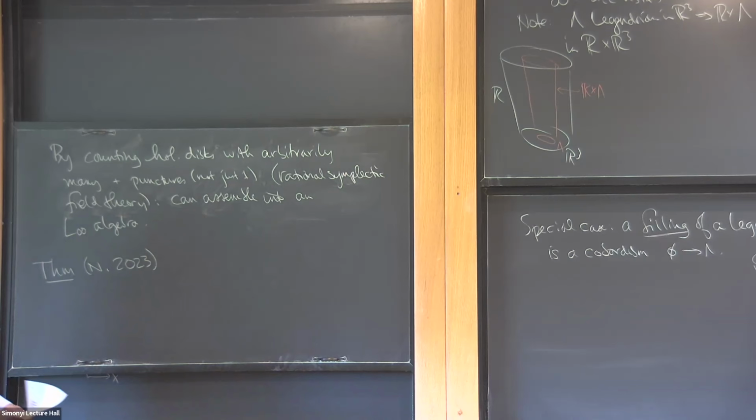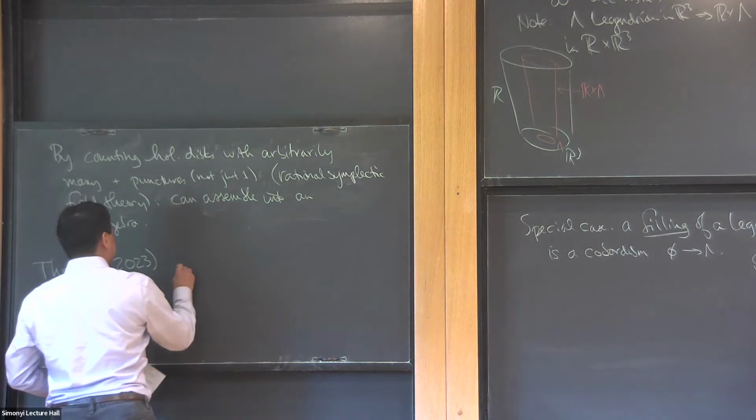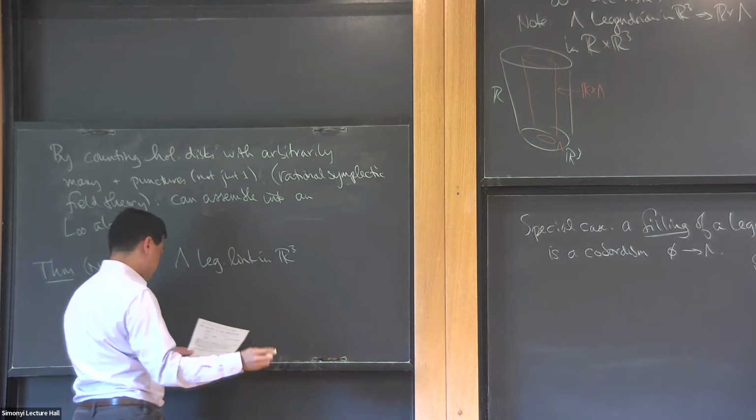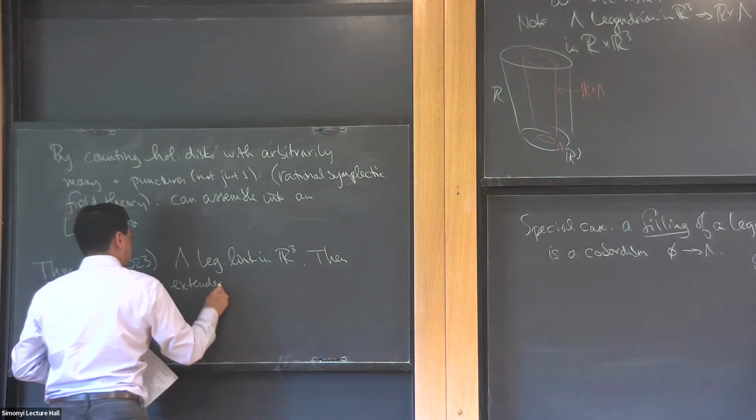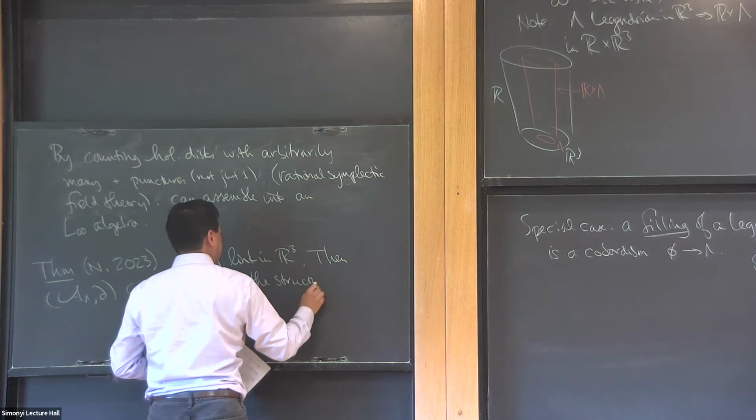The reason was basically that I didn't feel like it was that exciting to write down, but now we have some motivations from other things. So now it's been written down and improved on a bit. So here's the theorem. Let's say that lambda is a Legendrian link in R3. Then this Chekhanov-Eliashberg differential graded algebra can be given the structure of what's called an L infinity algebra.